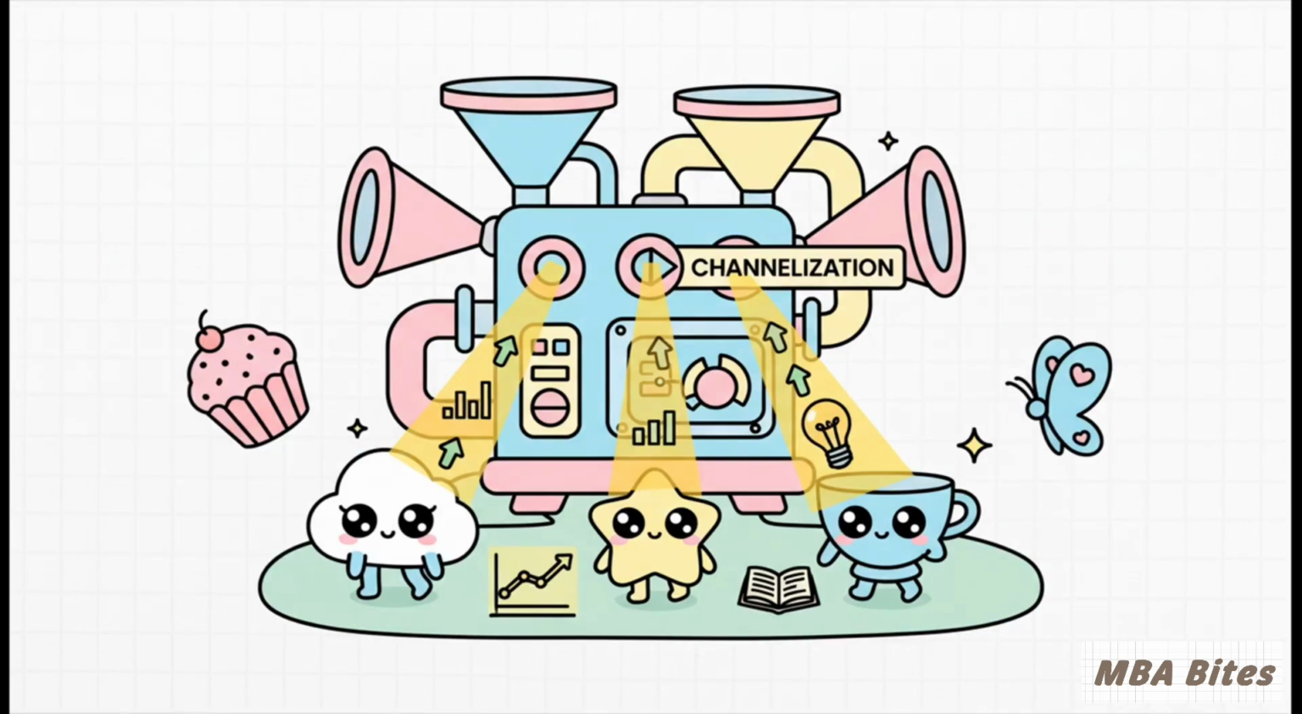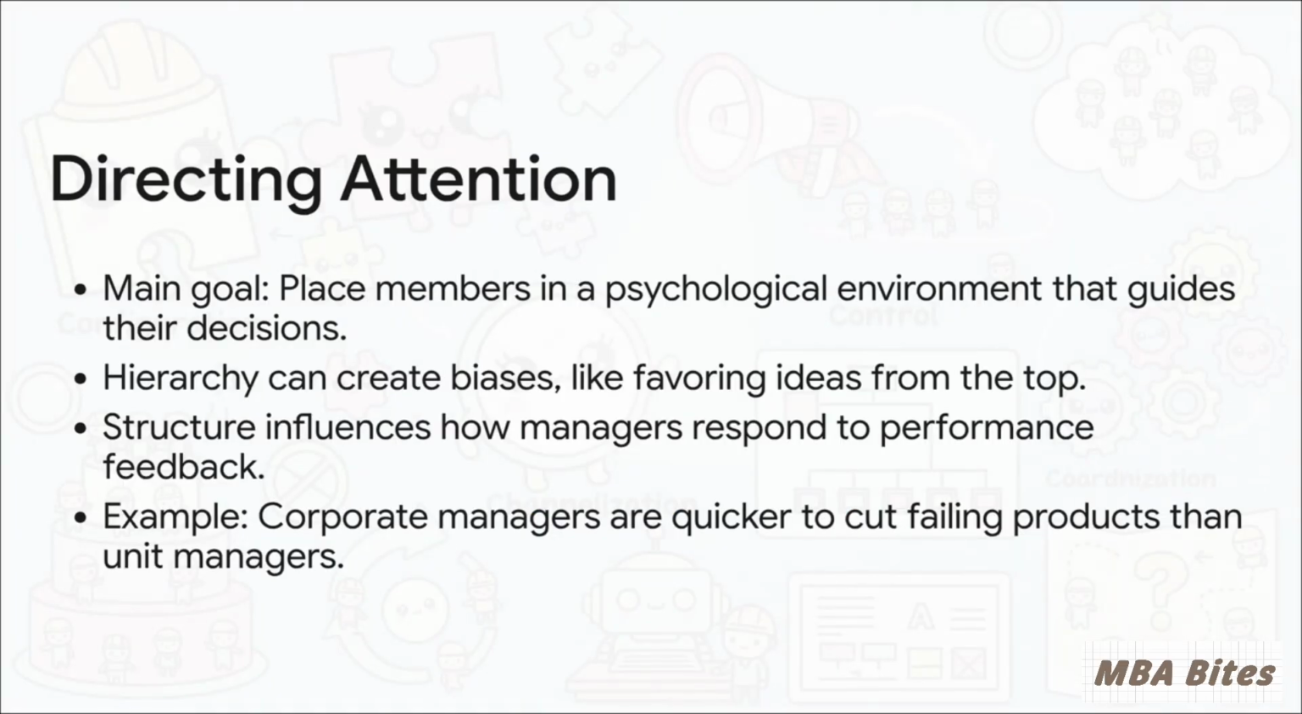Our third lens, channelization, is really fascinating because it's all about psychology. It says that a company's structure isn't just a chart, it's a machine for directing what people pay attention to. So, the key takeaway here is that where you sit in an organization literally determines what you see. Hierarchy, for example, naturally creates biases. We tend to value ideas from senior leaders more. And this example on the slide just makes it crystal clear.